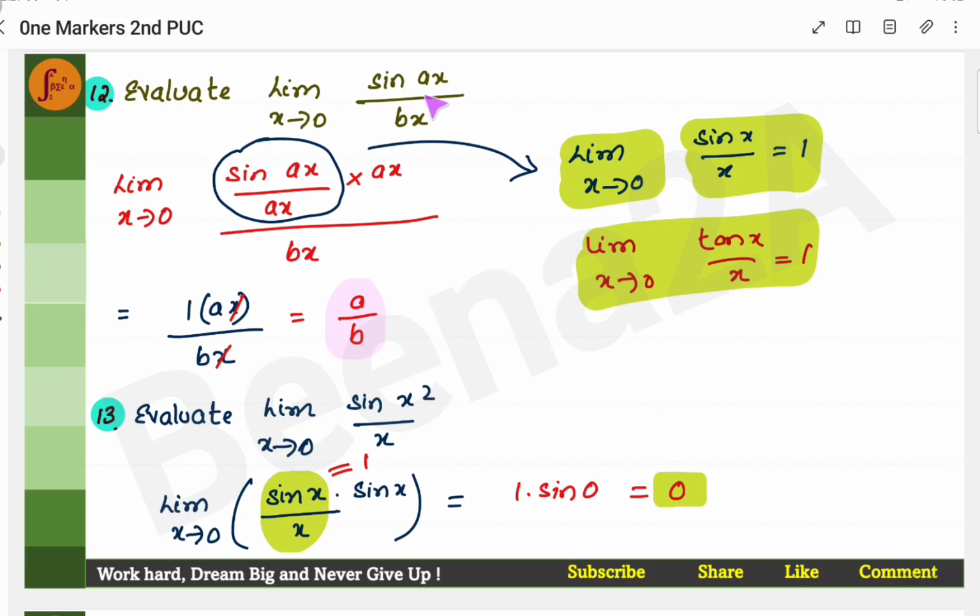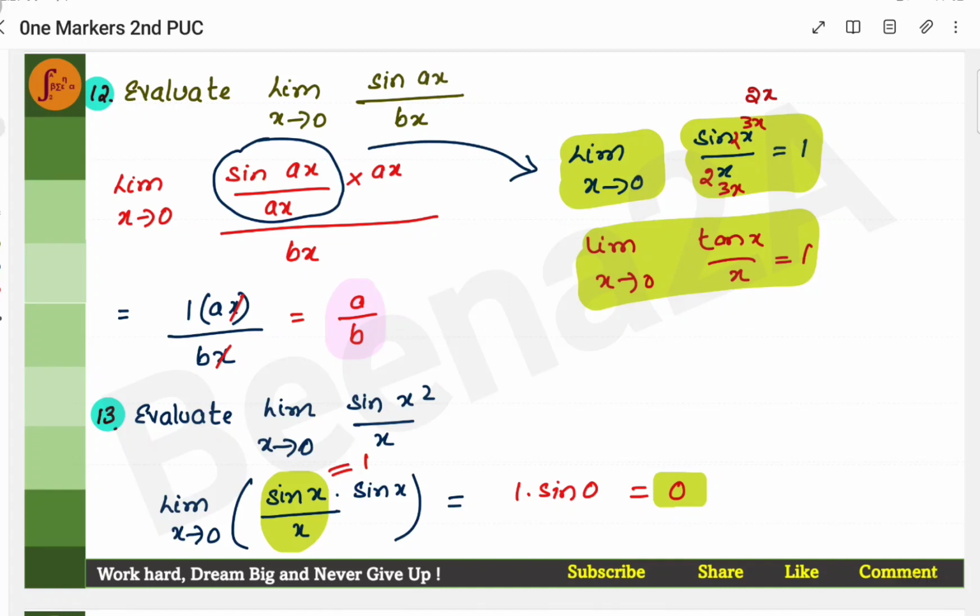Now I have sin ax by bx. Whatever x value I have in the numerator, I should have the same in the denominator. For example, if I have 2x in the numerator, I should have 2x in the denominator also. If I have 3x, I should have 3x. Then I can apply this theorem and call it 1. So I can have sin 10x by 10x as 1, and sin 5x by 5x as 1.